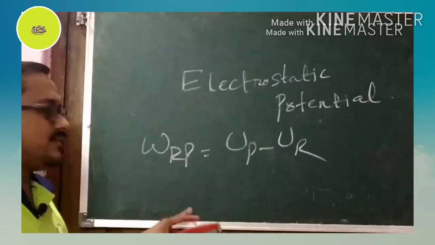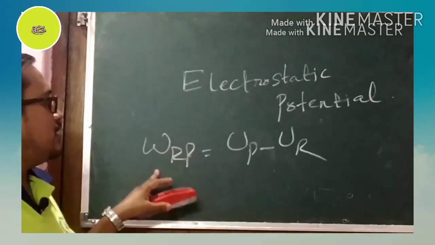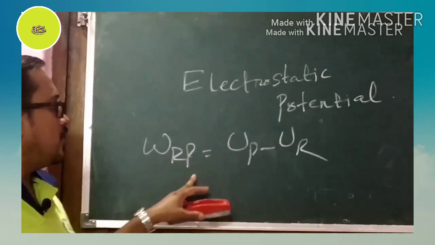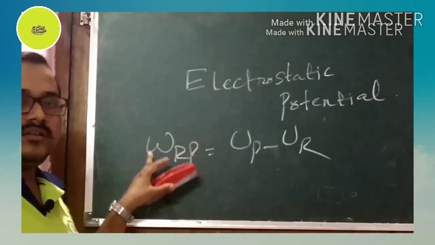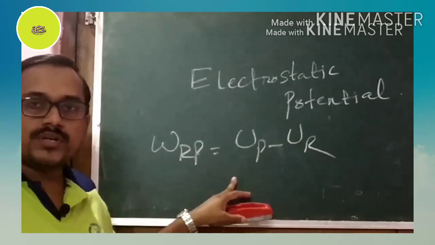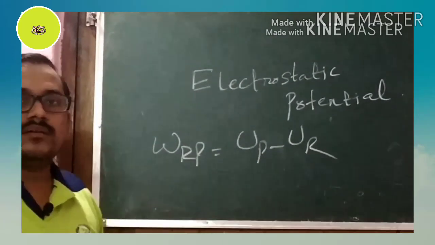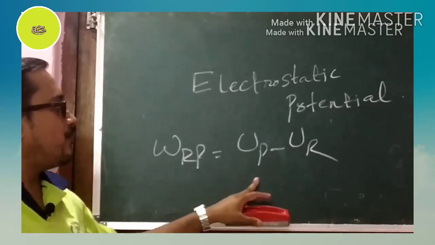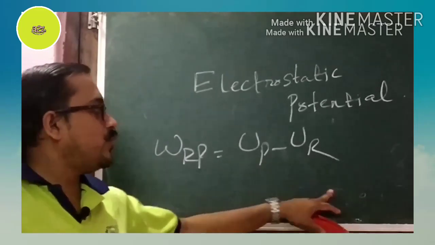Again, repeating the same: in this situation, the work done increases the potential energy by an amount which is the difference between the potentials, that is U_P minus U_R. So based on this, we can say two important properties.